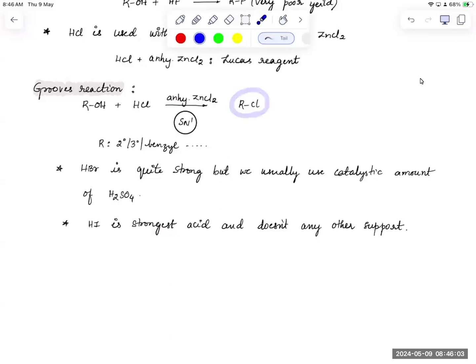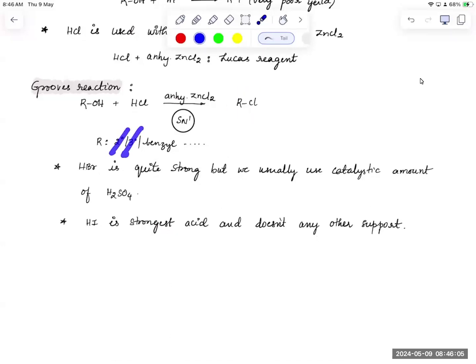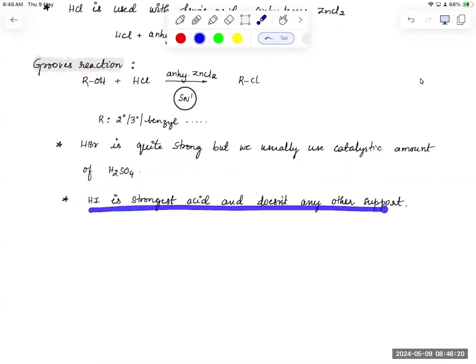This R has to be secondary, tertiary, or benzyl group, or anything which favors SN1, that is, a stable carbocation. HBr is quite strong, but we usually use a catalytic amount of H2SO4. HI is the strongest acid and does not require any other support, like anhydrous zinc chloride. HBr requires a bit of H2SO4, but otherwise HI requires nothing else. Direct reaction can take place here.